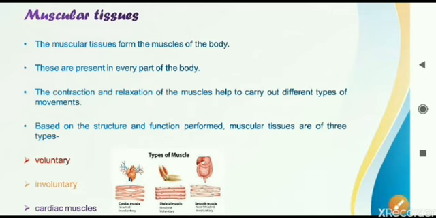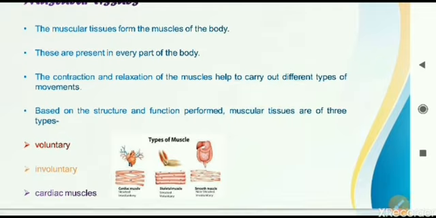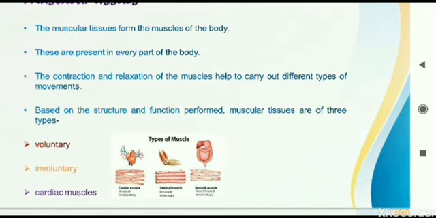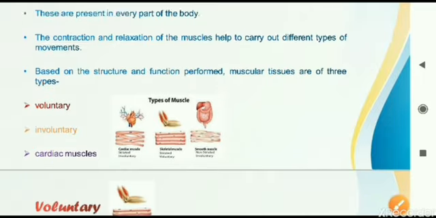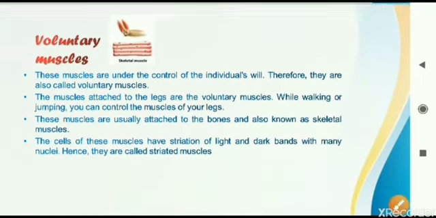Now we will move on to the categorization or the classification of these muscular tissues. The muscular tissues are of three different categories. First are called the voluntary muscles, second are called the involuntary muscles, and the third one are called the cardiac muscles. One by one, we will now see these muscles, about their structure and their function. We will now learn in detail. The first one we will see is voluntary muscles.